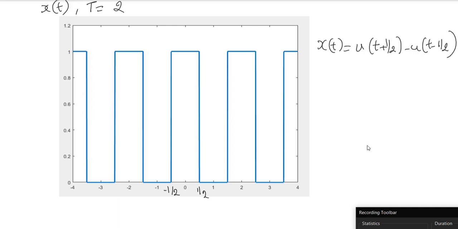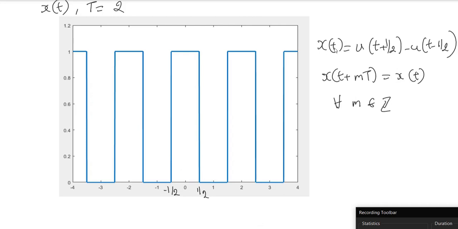So let's be a bit more specific here. This signal x of t is specified like this, where x of t is u of t plus half minus u of t minus half, where u is the unit step function. And x of t plus m times T is x of t for all m in the set of integers. So this basically means that the signal is periodic with period 2. And this expression specifies what the signal looks like within a single period.